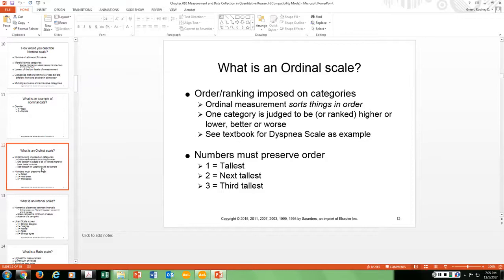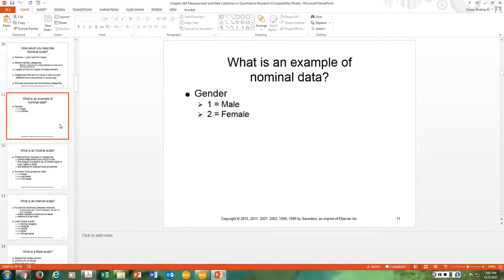What is an ordinal scale? Oh, I skipped a slide. Let me go back. An example of nominal data. Another example would be gender. So the categories would be a 1 equals male and a 2 equals female.